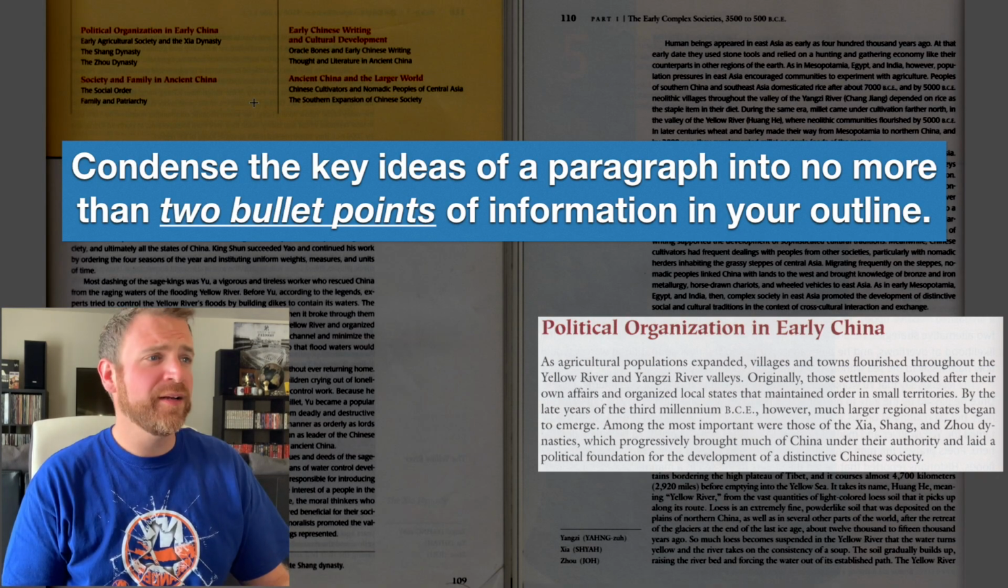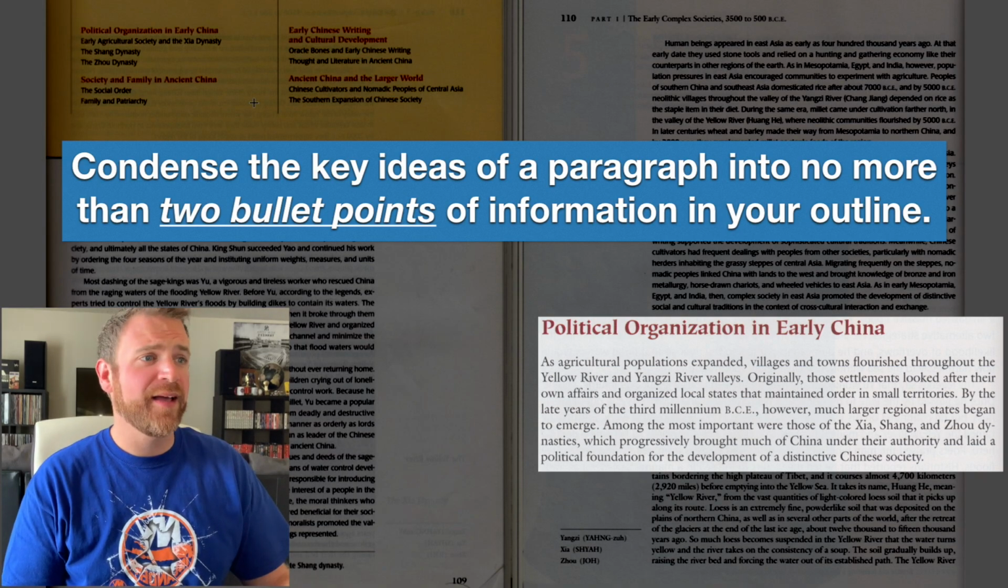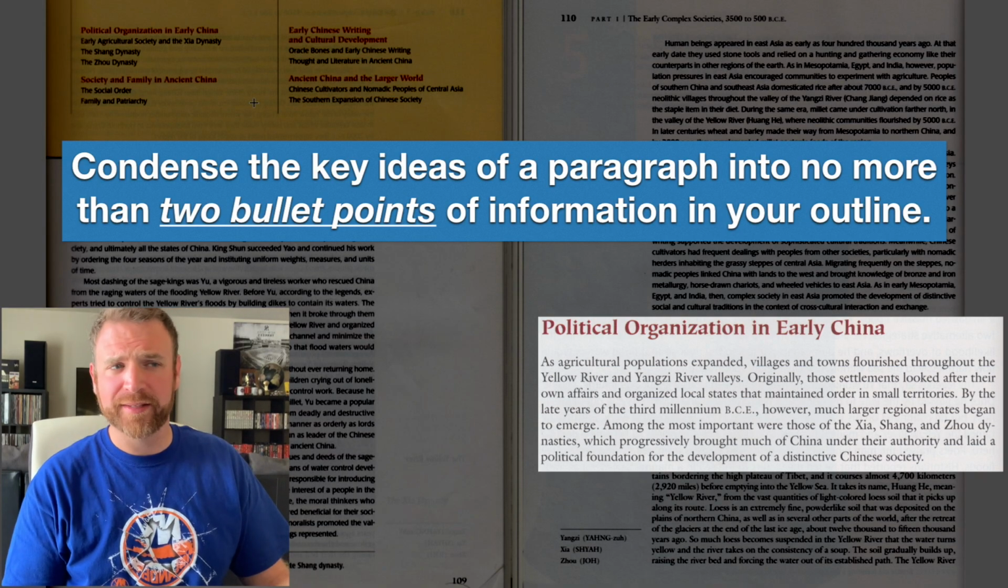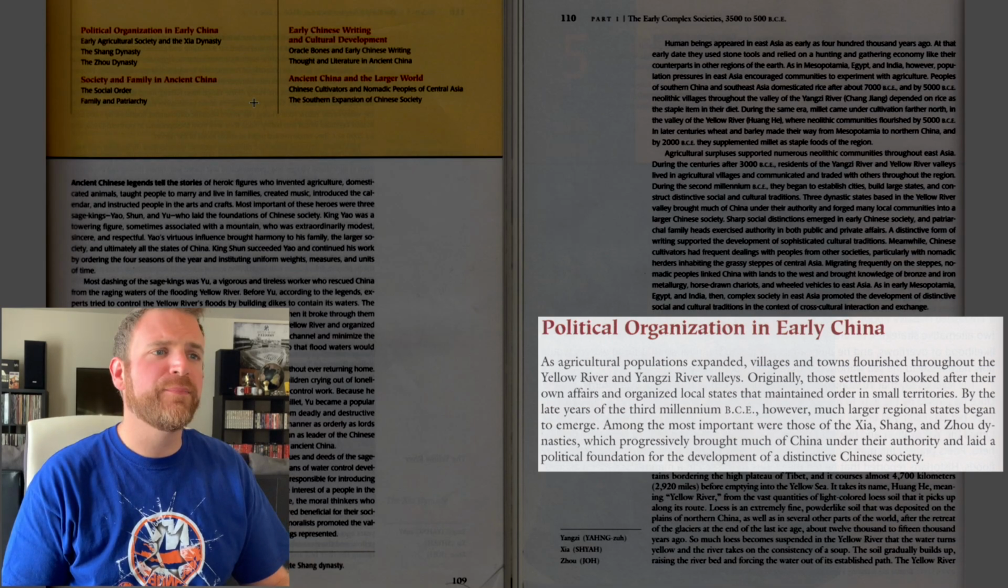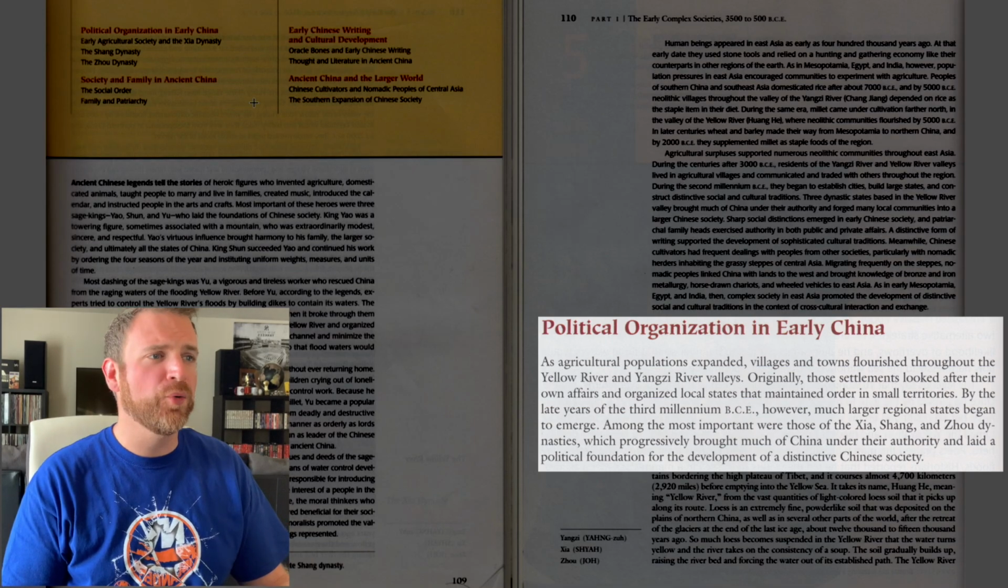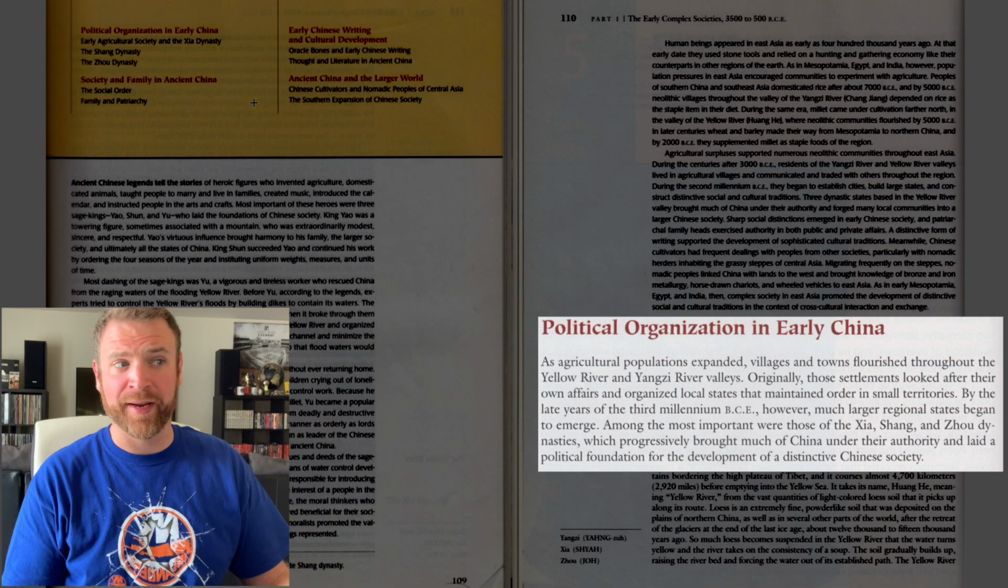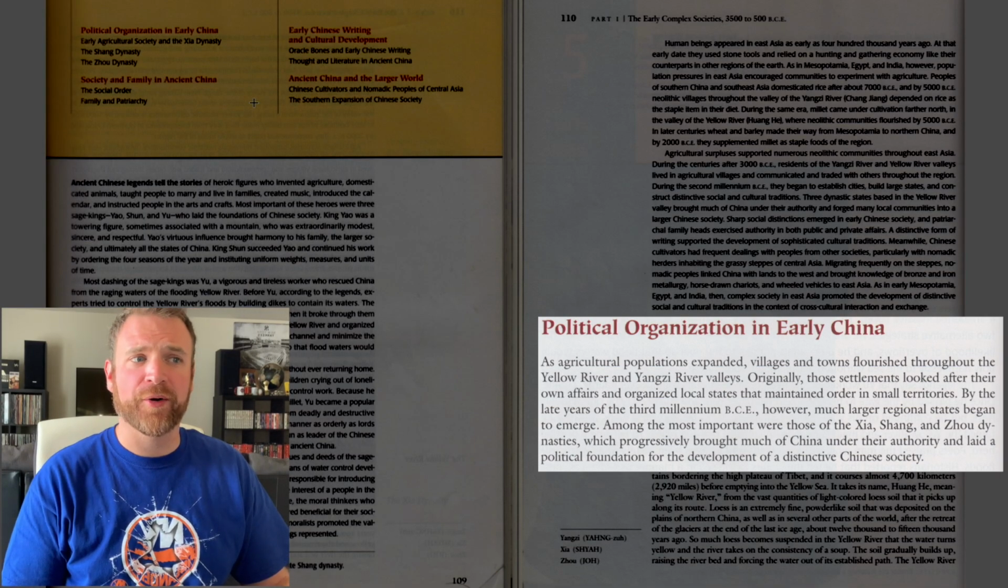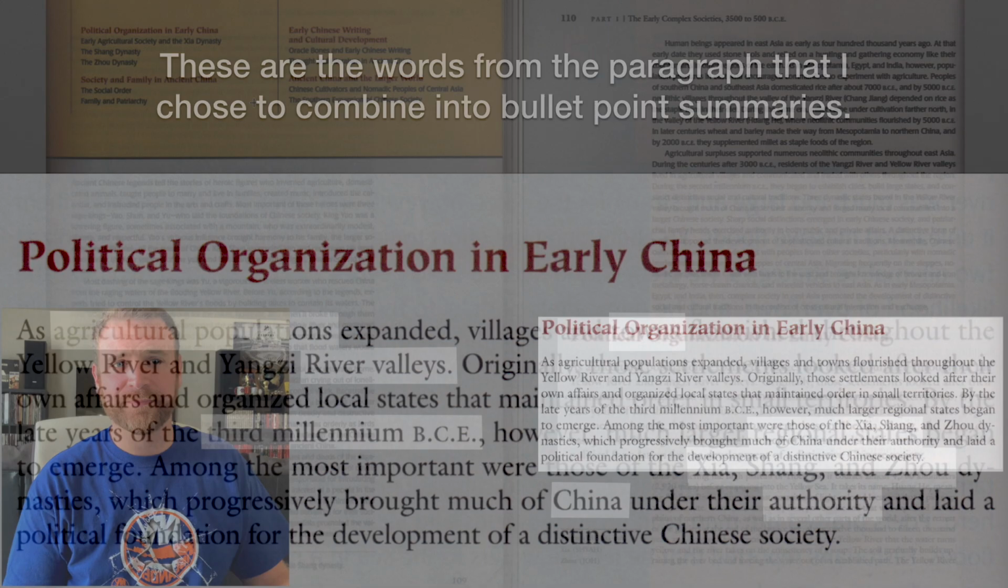Use your judgment though. If a paragraph is very long, that might mean that it's an important topic, and you could stretch it to like 3 bullet points. I'm going to use bullet points to represent the information pulled from each paragraph in my outline. Let's take a look at this summary paragraph and see what we should write down.